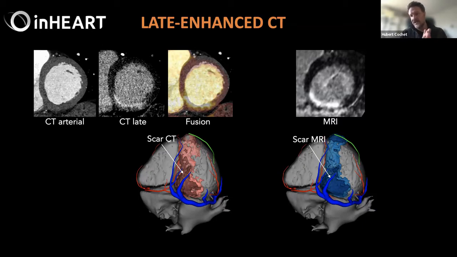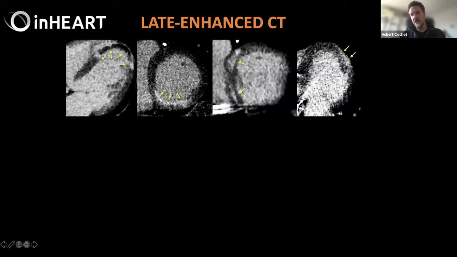It's a matrix of collagen with very few cells. And these contrast media, gadolinium or iodine, have a higher concentration there because there's less cells. These are extracellular tracers, so they accumulate. And then you can see this contrast. So the issue with CT is that it's a bit more noisy than on CMR.